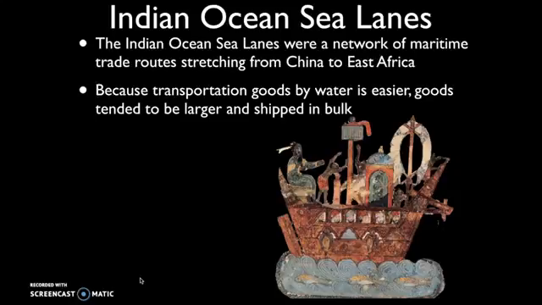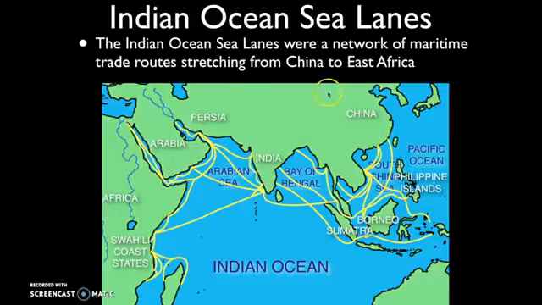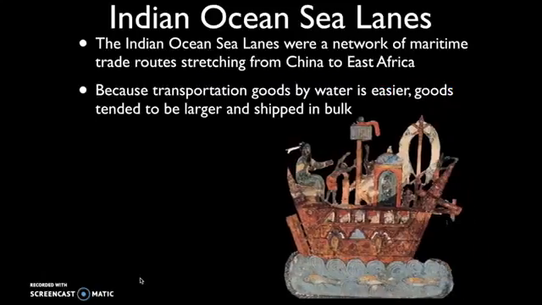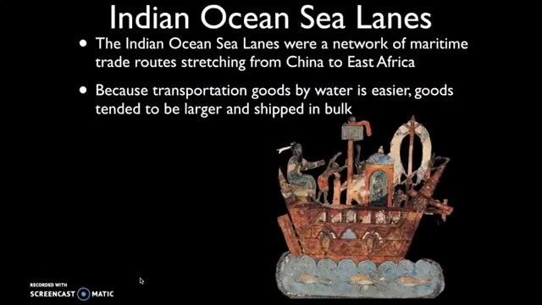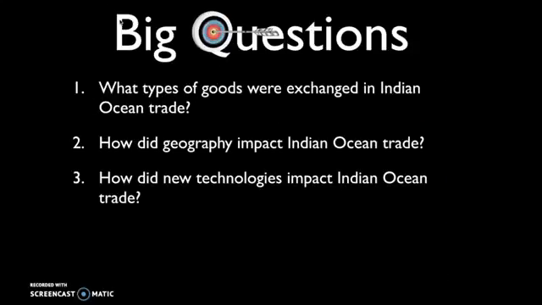Energy is involved, because you're not relying upon muscle power, animal power, but instead relying upon wind and water. And so it's easier to transport goods. The transportation costs are less, and therefore the goods tended to be larger and shipped in bulk, as compared to Silk Road trade. The sea lanes are a maritime network that spanned from China and East Asia, included Southeast Asia, the islands of Borneo and Sumatra, India, Persia, Arabia, and stretched all the way over to East Africa and the Swahili coast states. Generally speaking, it's easier to ship goods over water. There's less energy in Indian Ocean trade.